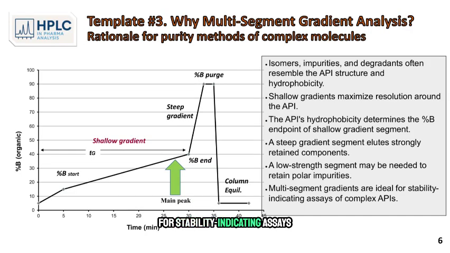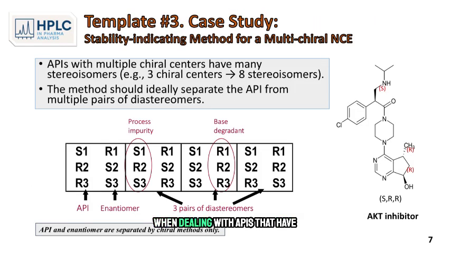For stability indicating assays of complex APIs, we use template 3 multi-segment gradients. Since impurities and degradants often resemble the API, we use a shallow gradient segment to maximize resolution around the main peak. A steep gradient is then used to elute strongly retained components, while a low-strength segment may be added to retain polar impurities. When dealing with APIs that have multiple chiral centers, such as this AKT inhibitor with 3 centers, the method must separate the API from multiple pairs of diastereomers.